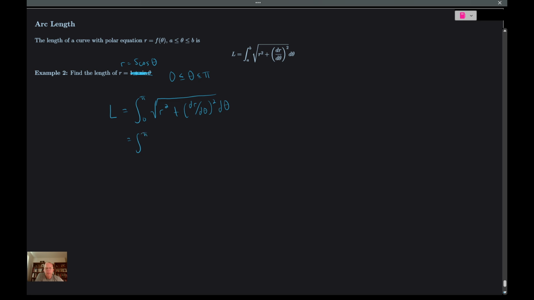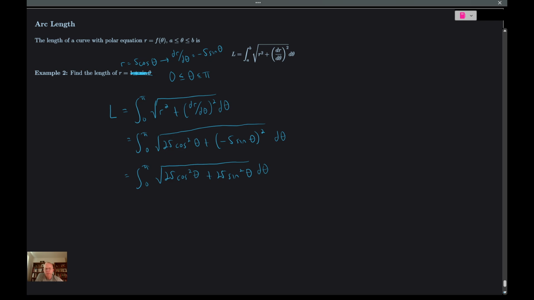So r squared would be 25 cosine squared theta. For dr d theta, we just take the derivative, and we get negative 5 sine theta. So plus negative 5 sine theta squared d theta. This is the integral from 0 to pi, 25 cosine squared theta plus 25 sine squared theta. And so this is just going to be 25.